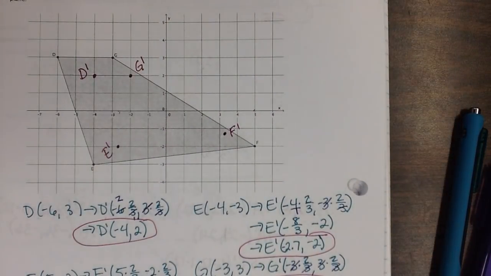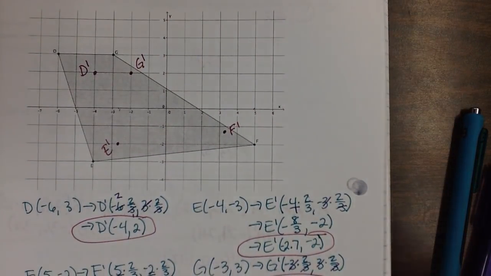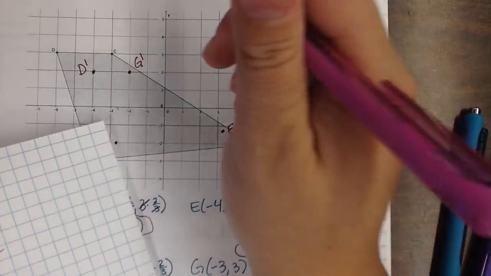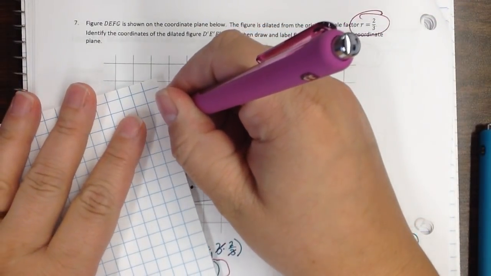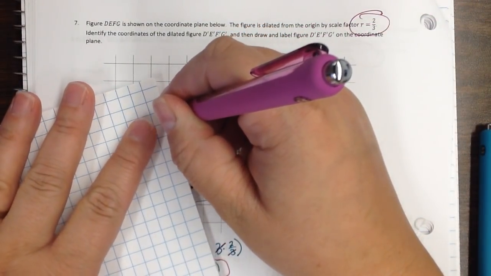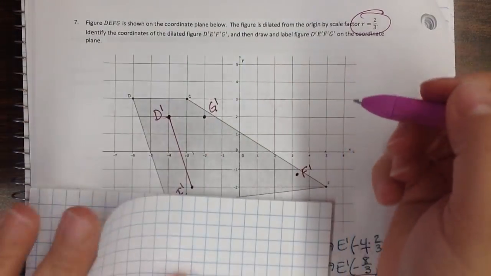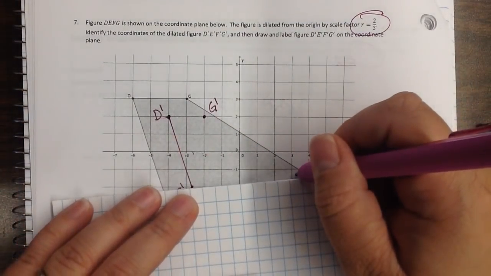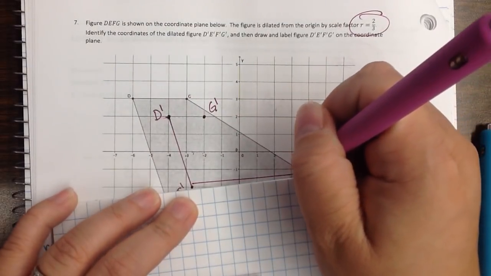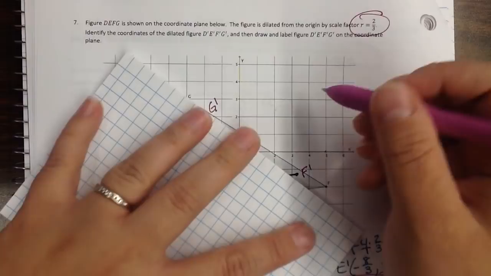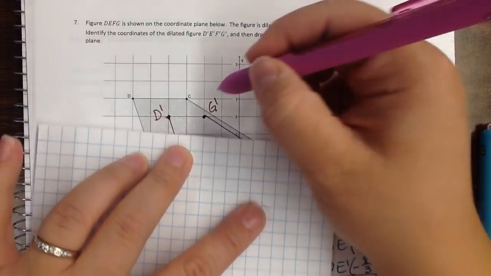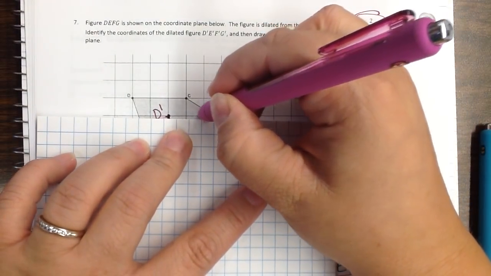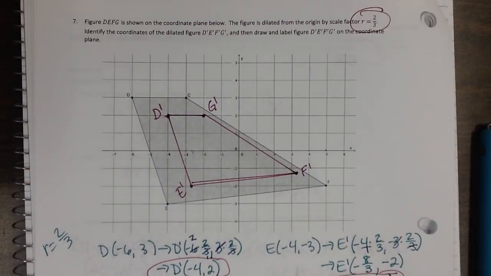And then once you have that, you would use a straight edge and you would connect your points. I don't have a ruler or compass handy, but I'm just going to use the side of this. This is a straight edge, and it will work just fine for what I need to do, which is just connect the dots. And that's what your dilated figure would look like with a scale factor of 2/3.